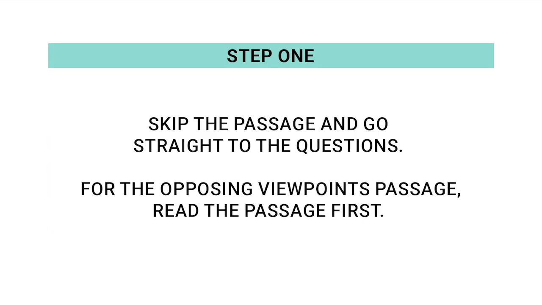So, step number 1 for improving your score on the Science section is to skip the passage and start answering questions right away, unless it's the Opposing Viewpoints passage. Now, pause the video, write down step 1 in your notes.